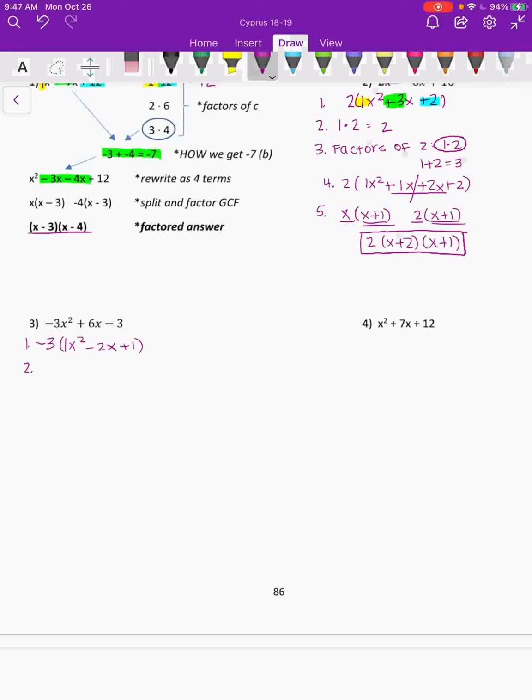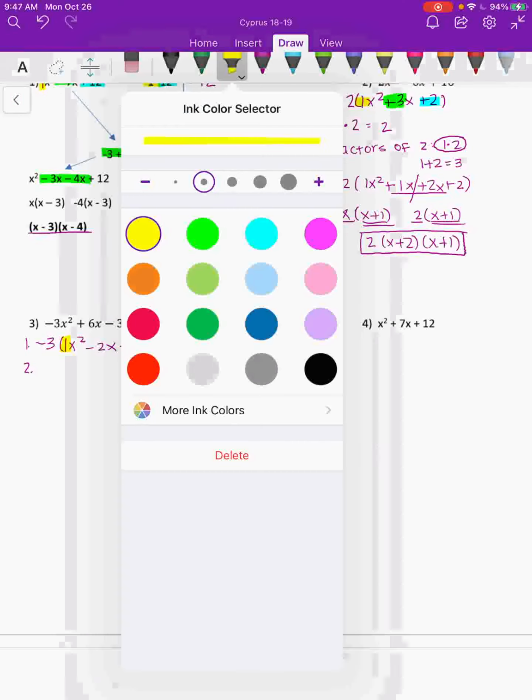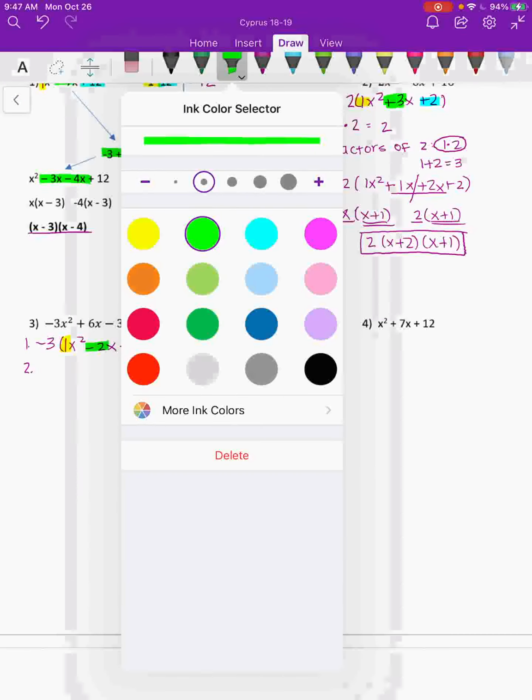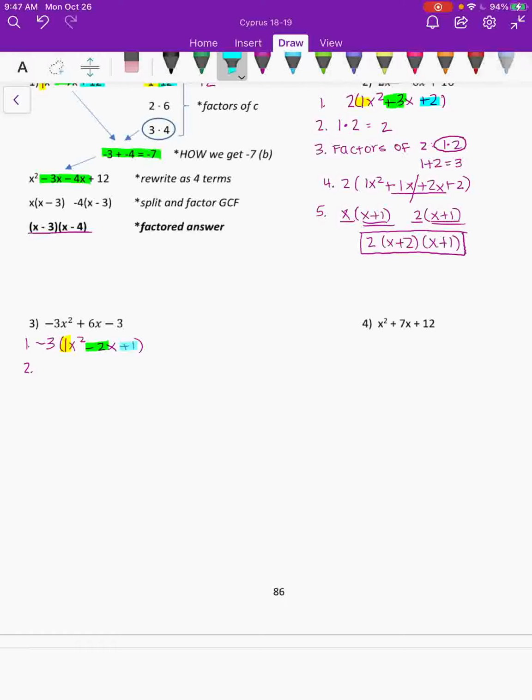Step 2, multiply A and C. Okay, so my A, the number out front, is 1. I'm going to highlight B in green, and C is blue here at the end. Okay, so step 2, take A and C. So 1 times 1. That's a really easy one. That's just 1. Okay, that's it for step 2.